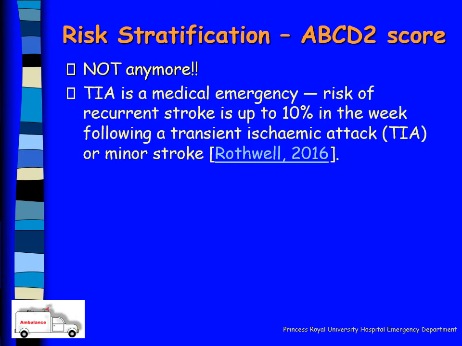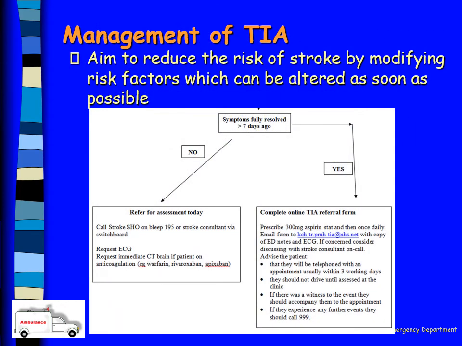So we used to risk stratify the patients using the ABCD2 score. We don't do this anymore because the risk for recurrent stroke is actually up to 10% in that week following their TIA. So it's just not safe for that patient to have to wait to be seen by a stroke specialist. They need to get on and have the right investigations and management now to prevent that major stroke from happening. So the management of a TIA is to reduce that risk of a stroke by modifying any risk factors that can be altered as soon as possible, such as hypertension. And when we assess that patient in the ED, there's a specific pro forma to follow to decide where they need to be referred to.